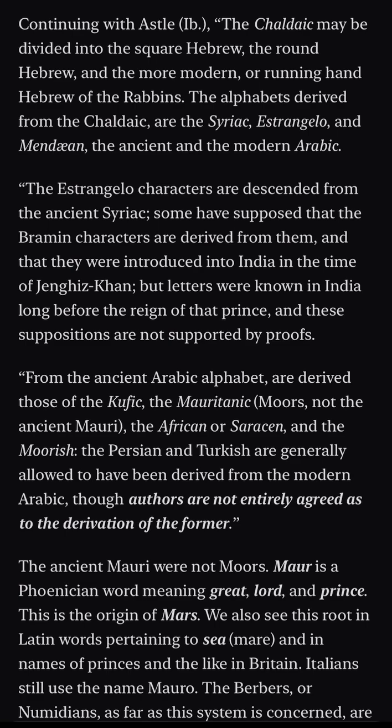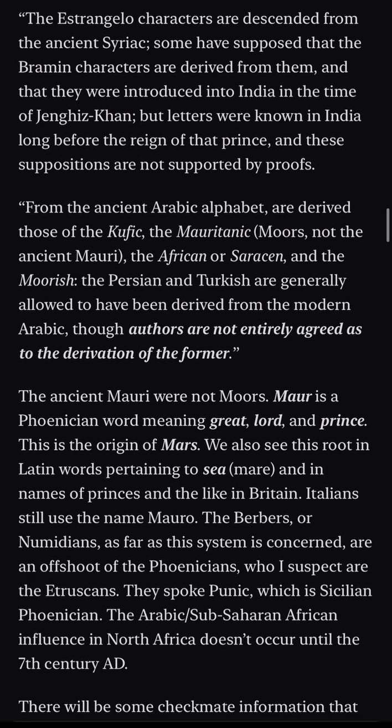Continuing with Astle, IB, "The Chaldaic may be divided into the square Hebrew, the round Hebrew, and the more modern, or running hand Hebrew of the rabbins. The alphabets derived from the Chaldaic are the Syriac, Estrangelo, and Mendean, the ancient and the modern Arabic. The Estrangelo characters are descended from the ancient Syriac. Some have supposed that the Brahmin characters are derived from them, and that they were introduced into India in the time of Genghis Khan, but letters were known in India long before the reign of that prince, and these suppositions are not supported by proofs.